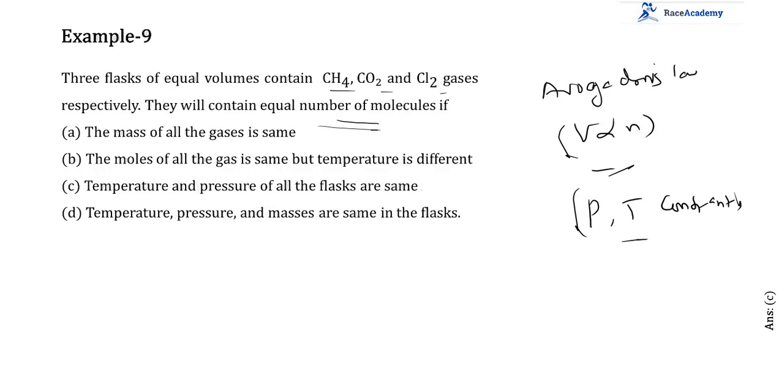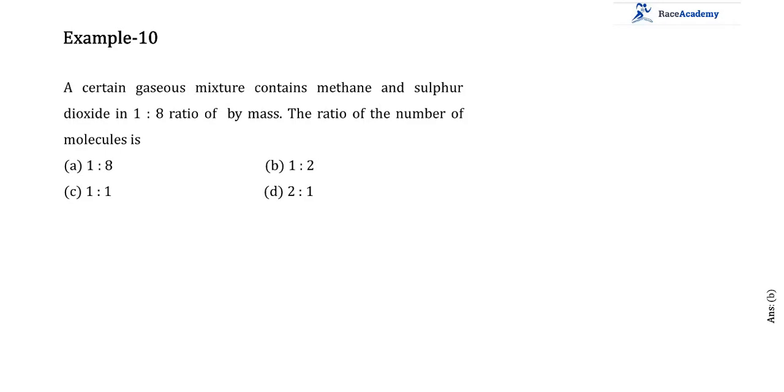So which are constant here? When the temperature and pressure are constant, then any gas, irrespective of the type of the gas, will occupy equal volumes. So as per Avogadro's law, when the temperature and pressure of all the flasks are the same, the volumes will be the same. That is the right statement for this question. Moving on to the next one.